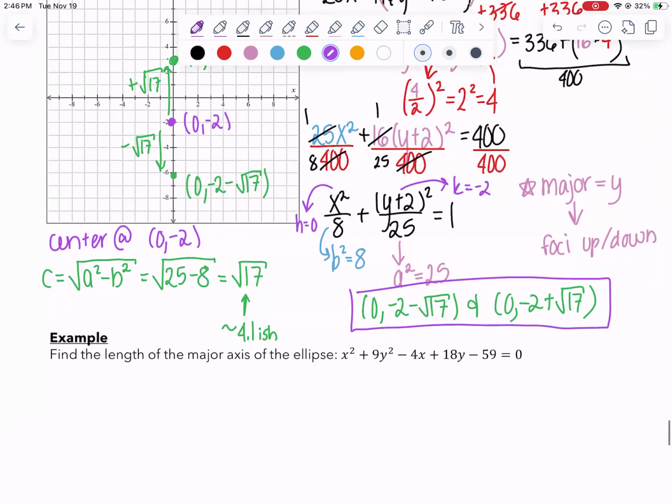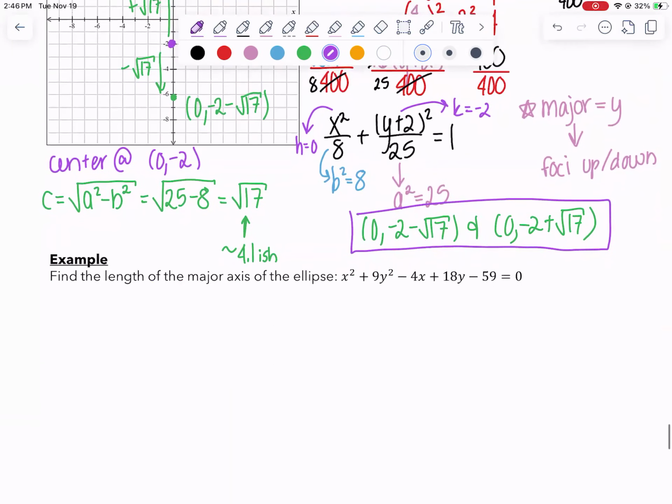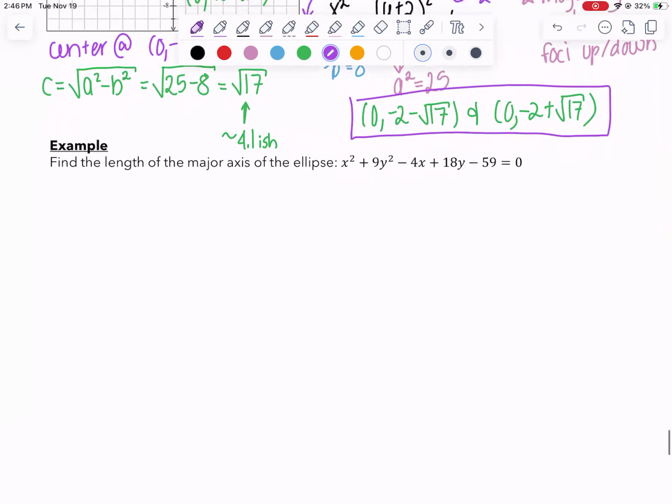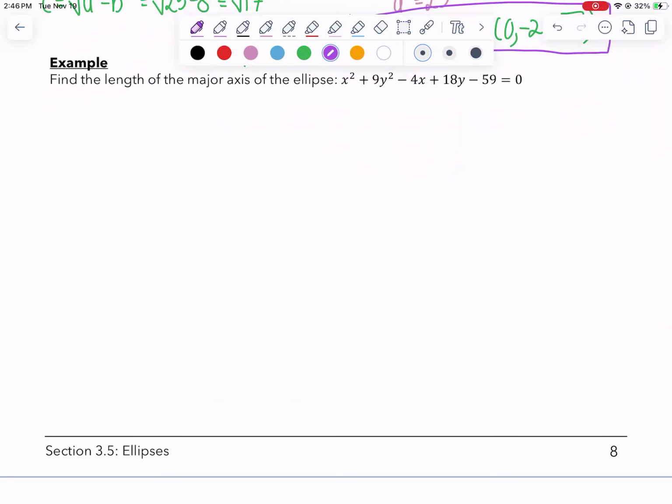Put it into standard form. All right. Find the length of the major axis of the ellipse. You're given it in general form, and we're going to put it into standard form. So the length of the major axis is going to be 2a, is the formula. So we just need to be able to find a. That's really all we need. If we can find a, then we can find the length of the major axis.